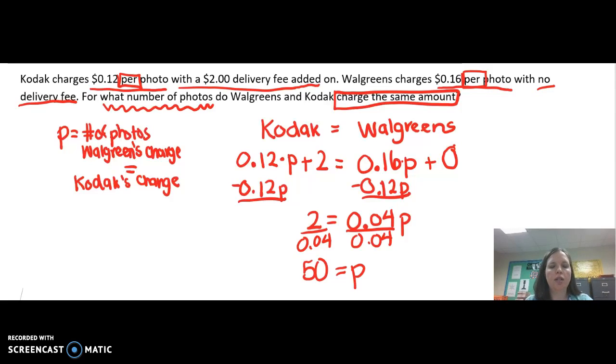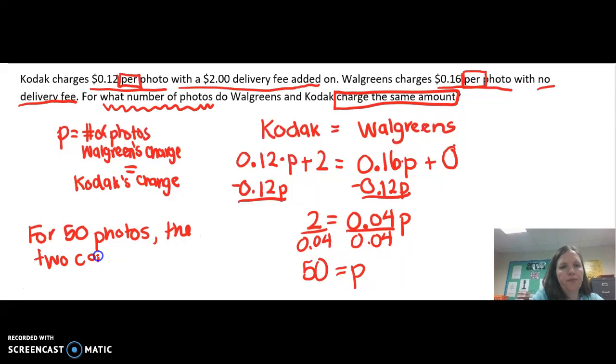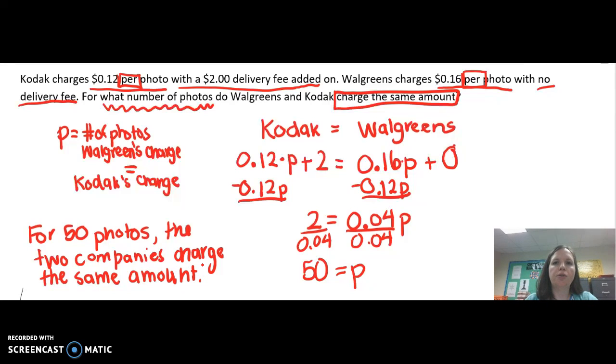Again, does it make sense? If you can work through it, you can plug this back in and see what Walgreens would charge, what Kodak would charge, to make sure you're checking your answer. If you got a negative 27, again, that's not an answer that makes sense. That tells you there's something wrong. But the final step would be to write our answer as a sentence, and my sentence will be, for 50 photos, the two companies charge the same amount. So I'm giving units and explaining that I'm answering the question for what number of photos. For 50 photos, the two companies charge the same amount.